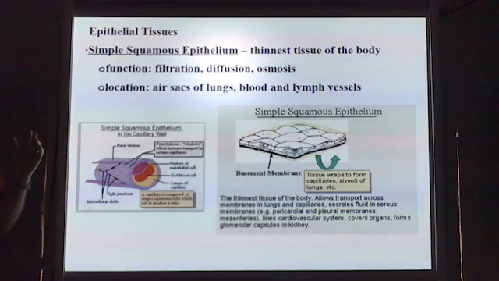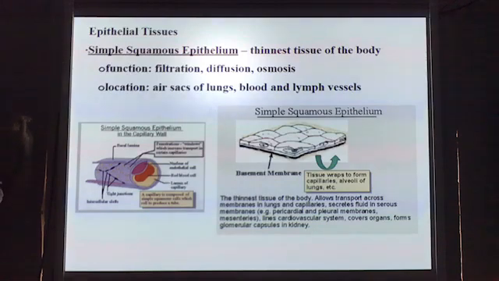Right? This is the thinnest epithelial tissue of the body. The thinnest one we'll find. It's found in like the air sacs of your lungs, where oxygen and carbon dioxide are passed in and out of the bloodstream into air. So it needs to be very thin. It needs to be very thin.